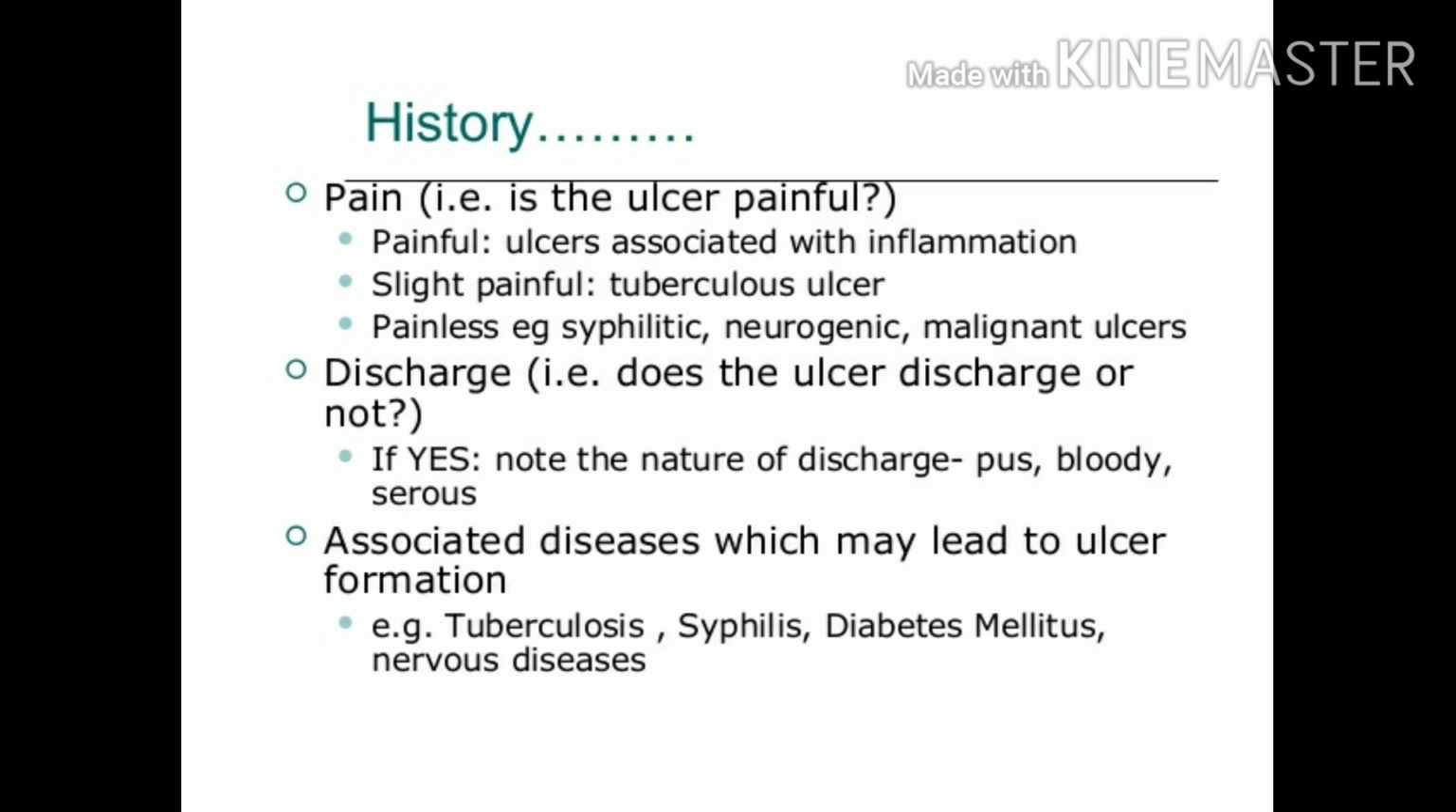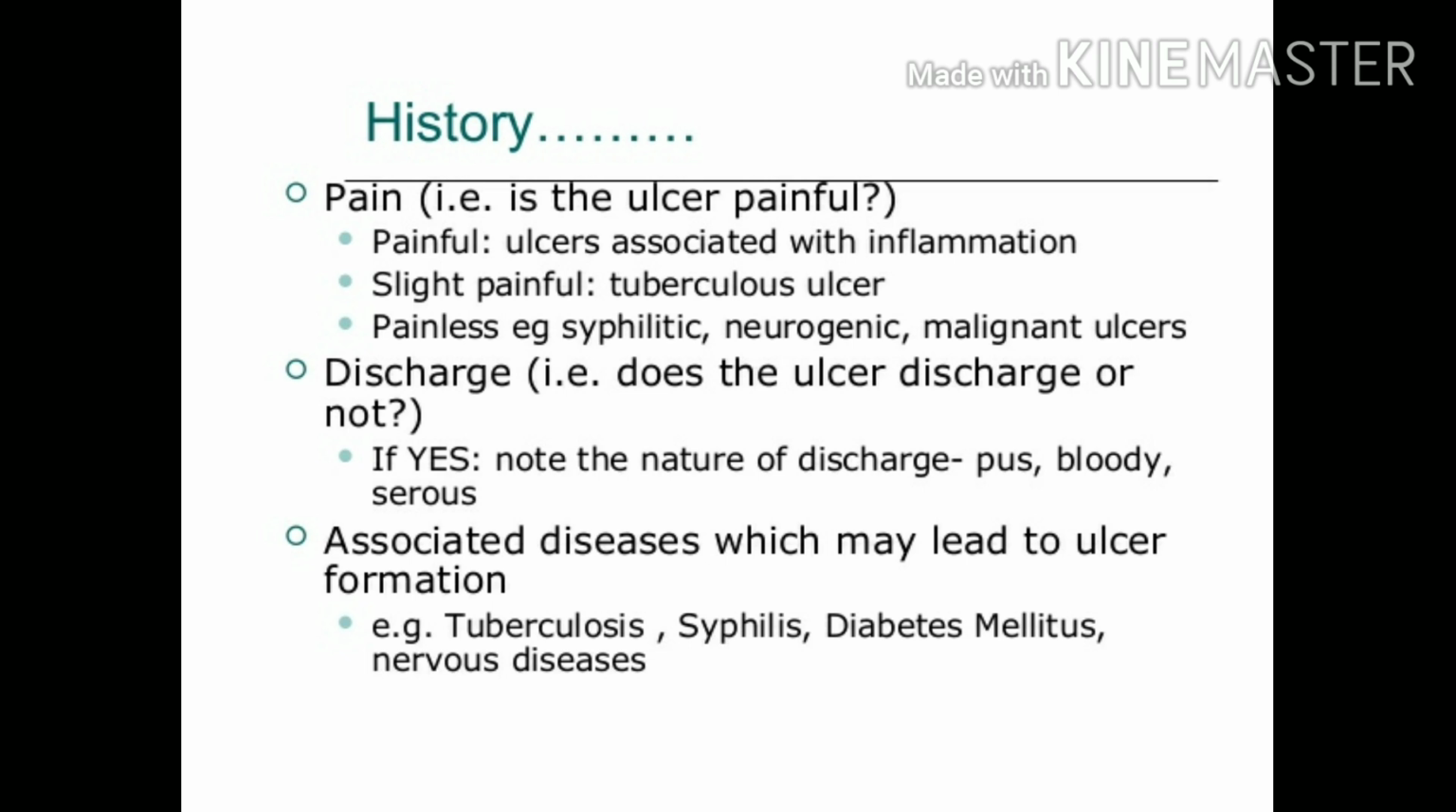Painful ulcers will be mostly associated with inflammation, and we have already discussed the signs of inflammation. Then there can be slightly painful ulcers, which will include the tuberculous type. Then painless ulcers will include specific ulcers like syphilitic ulcer, neurogenic ulcers and malignant ulcers. Next thing will be the discharge, whether the ulcer is having any type of discharge. That can be pus, bloody or serous discharge.